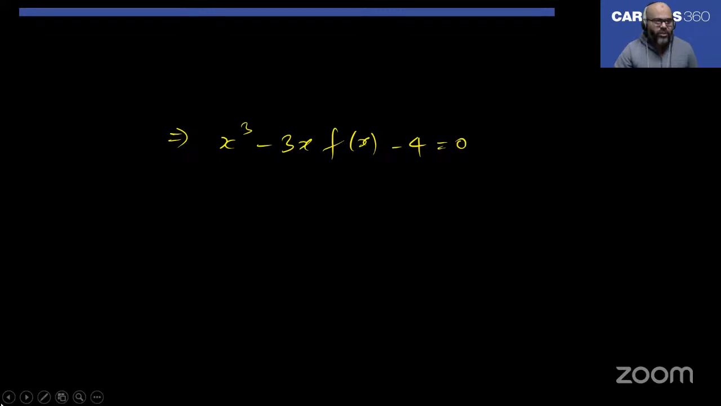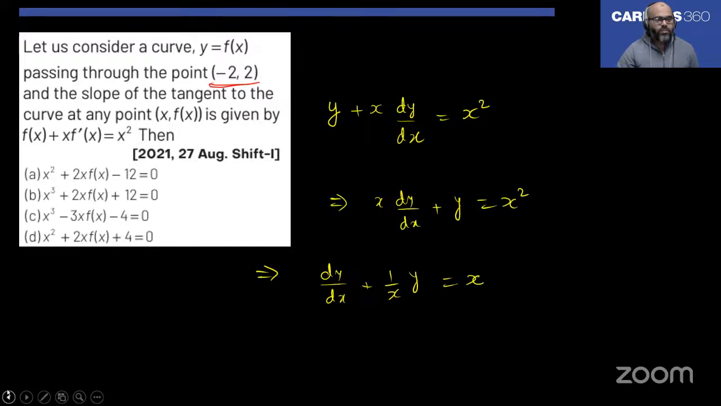So which option is this? x cube minus 3x f(x) minus 4. So this is option C. As you can see here, this option C is the correct answer.